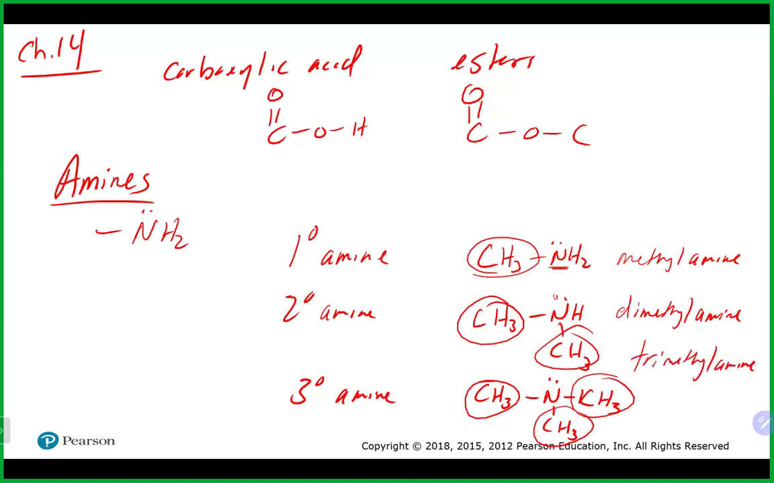Obviously, if you had different groups attached, we still go in alphabetical order in terms of the groups, again regardless of the prefix. So I think we saw a couple last time where there was a methyl and an ethyl involved. And again, the ethyl would go first there, comparing the E to the M in the methyl group.